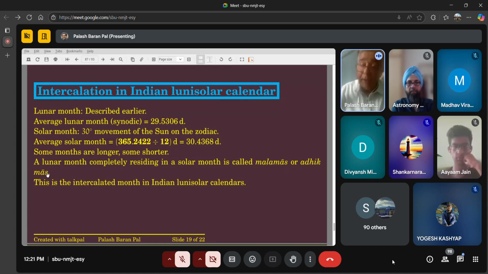Adhik mas means it's the extra month. If you have a lunar month which completely stays within a solar month, then you don't give it a new name. So if it comes after, let's say, Shravan, you call it Adhik Shravan. Or if it comes after Bhadra, you call it Adhik Bhadra. You don't call it Ashwin. This is the intercalated month in Indian lunisolar calendars. And in these months, you are not supposed to do many things because there's some superstition around this month. So that is how it is determined when you will have this superstitious month.